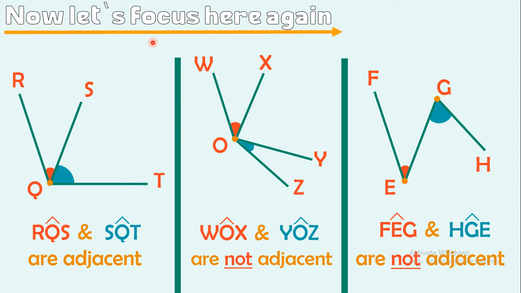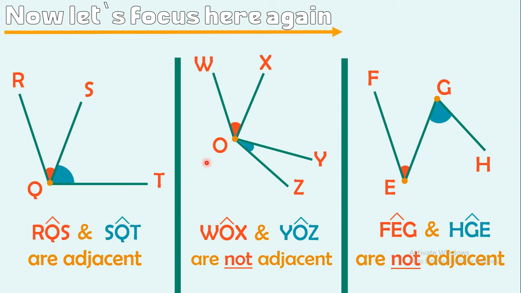Now let's focus again on the previous figures. Why are these two angles adjacent, as we said before? First of all, they have a common vertex Q, and they have a common side between them, QS. We can see that from the name of the angle, QS, and here we have SQ, it's the same. So they have a common side in between them, and they have a common vertex. So that's why they are adjacent.